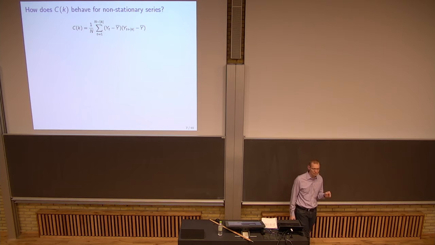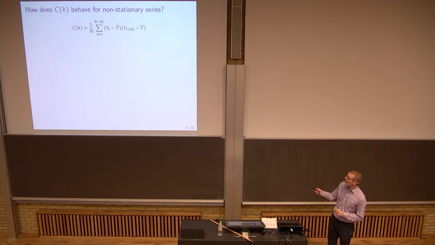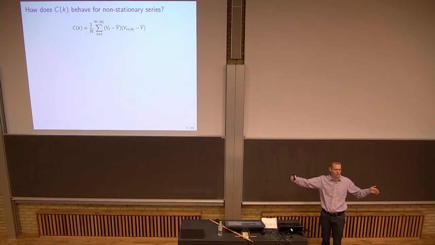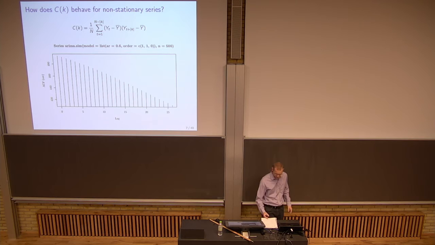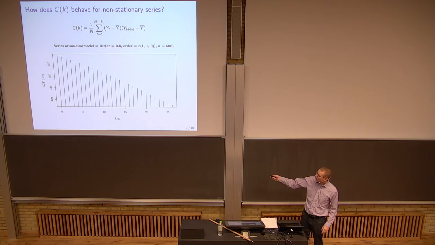So what happens if the actual series is non-stationary? We can still perform this calculation because we assume we have a finite sample. So we can just do it. Then we get something looking sort of like this. What we get is that the autocovariance goes very slowly towards zero. It will go to zero at some point, but just very slowly.